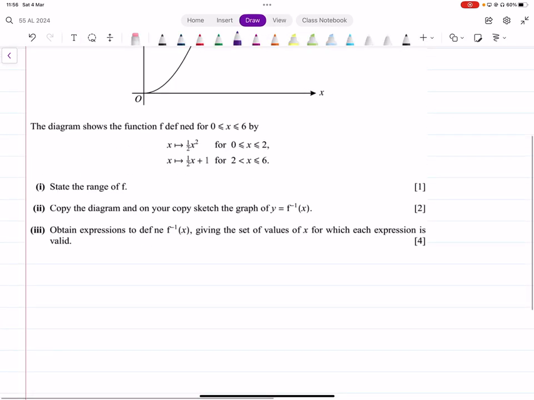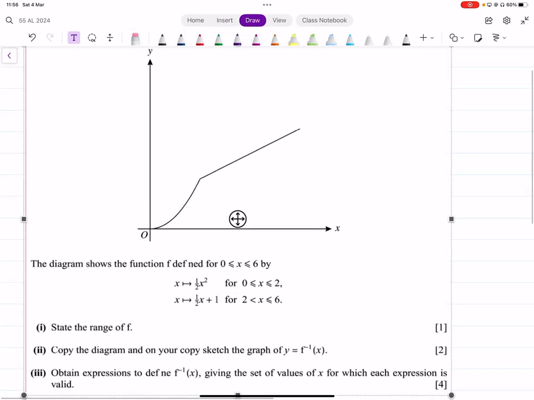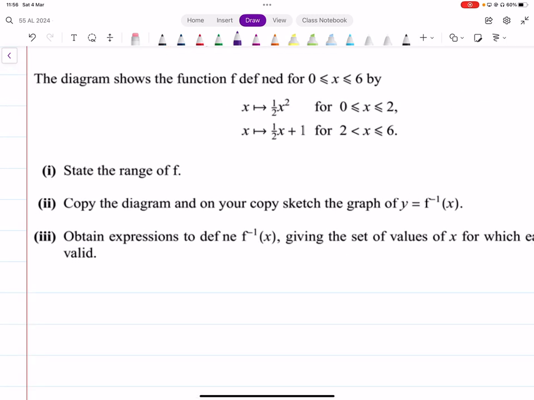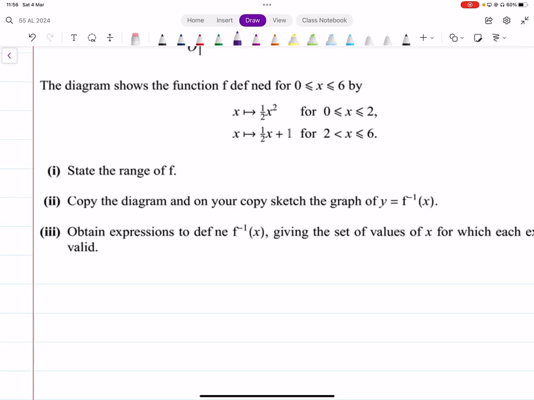All right. Now sometimes what happens is you have functions that are defined in multiple parts like this. यहाँ पे देखिए, it says the diagram shows the function f that is defined for x between 0 and 6. But there are two expressions that we are given here. So in case this notation is confusing you, it basically means f of x equals half x squared. That's the first part. And then the second part is f of x equal to half x plus 1. That's what it says. Okay?